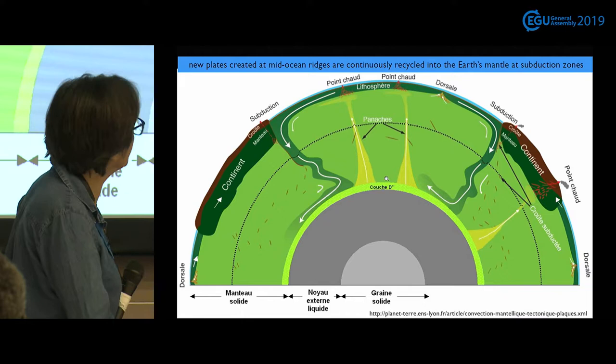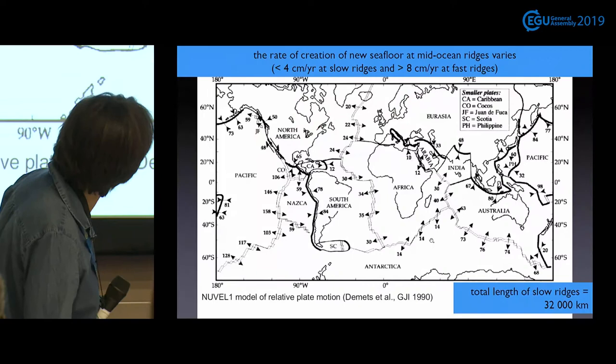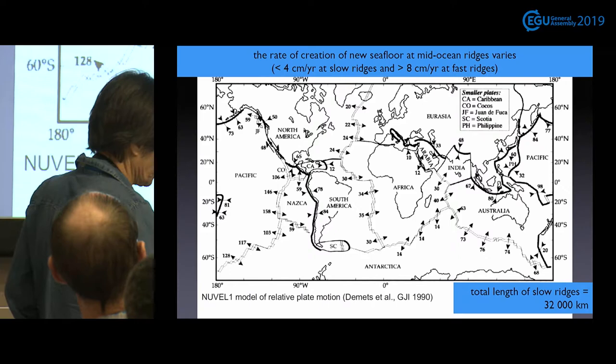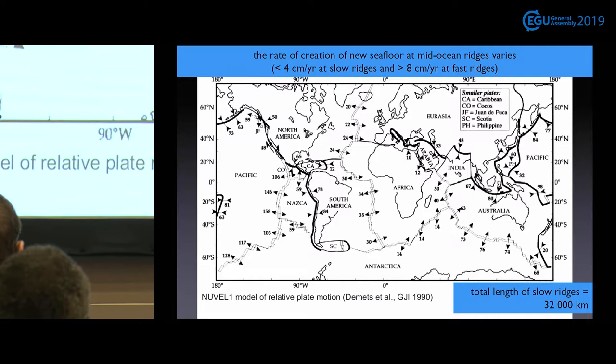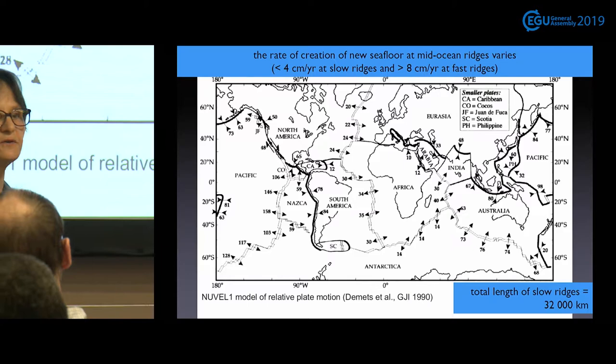Okay, so another map, and I think it's the last one. Christophe told you about this Nouvelle 1 model of relative plate motions. It's a model that is based on magnetic anomalies. It's based on the most recent prominent magnetic anomalies.